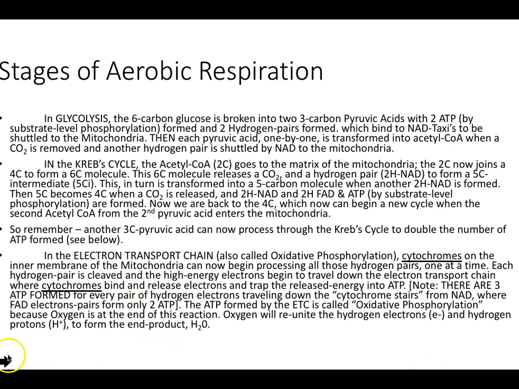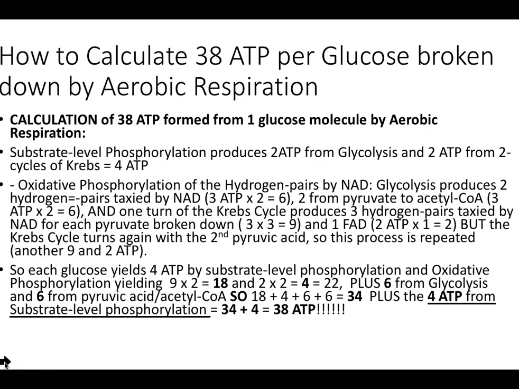Okay, so the next slide is showing you where you get the 38 ATP from one molecule of glucose. And I want you to understand this, so if I ask you different questions about it, then you would be able to answer. Very similar to the questions on the metabolic worksheet. So we know from substrate level phosphorylation, we get 2 ATP from glycolysis and 2 from Krebs, because it goes around twice, to give you a total of 4.